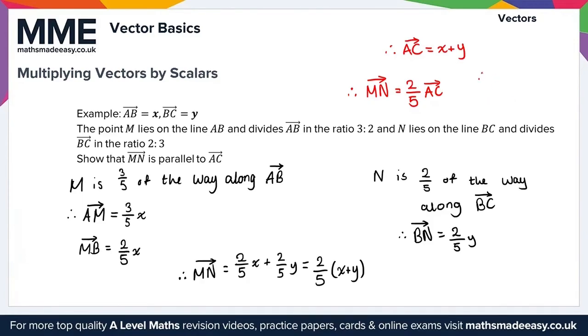So therefore, we write this out in full. Vector MN is parallel to the vector AC there. Okay, so that gives us everything we need there for multiplying vectors by scalars, and that concludes this Maths Made Easy video on vector basics.